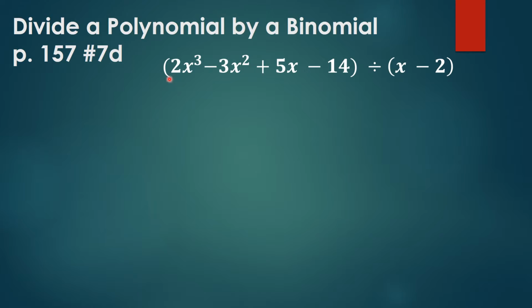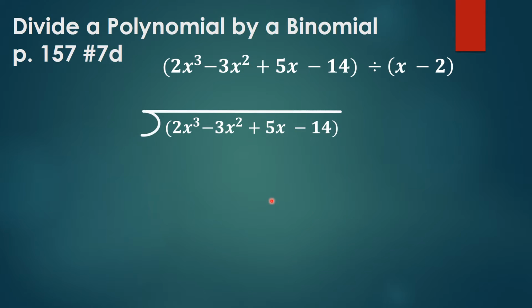In this case here, your dividend is 2x to the third minus 3x squared plus 5x minus 14. That goes on to the long division sign, and your divisor x minus 2 goes out front.